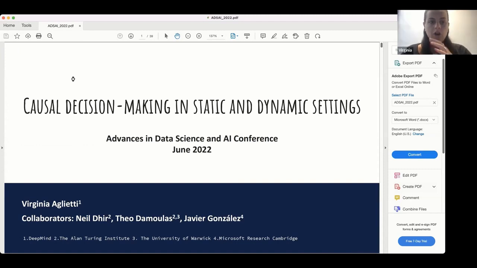So I'm going to be talking mainly about static settings, and how we can find optimal interventions in a causal graph in static settings. Then I'll speak about how the methodology that we developed in static settings can be extended to dynamic settings. I'm going to start this talk by looking at a set of systems that decompose into a set of interconnected nodes that can thus be represented by a causal graph.